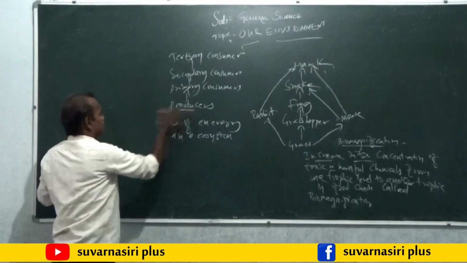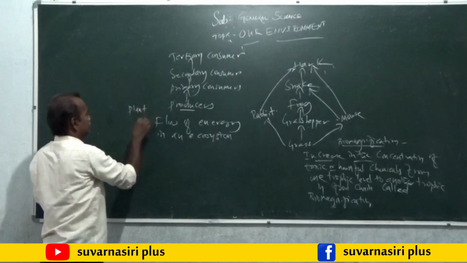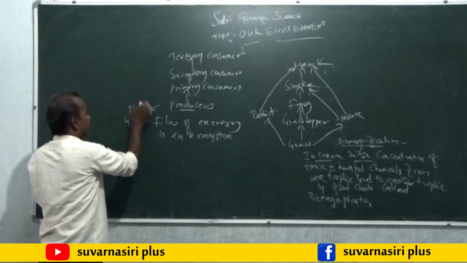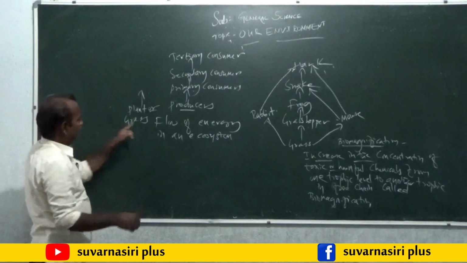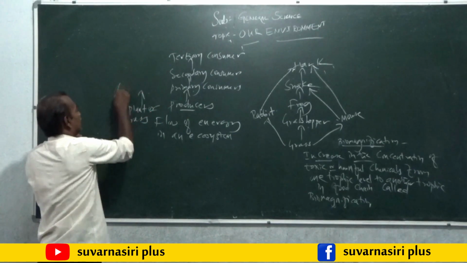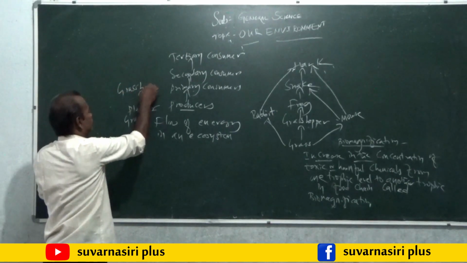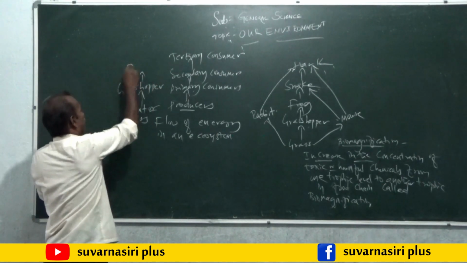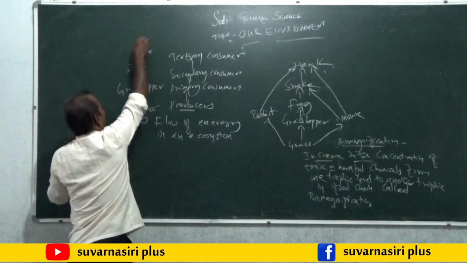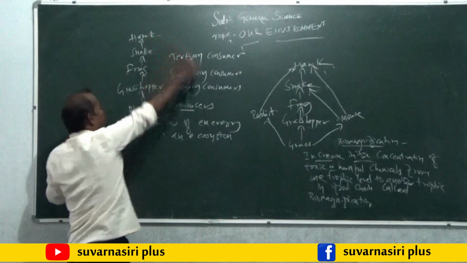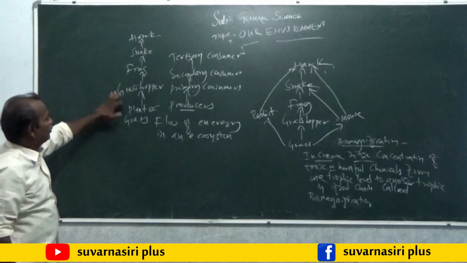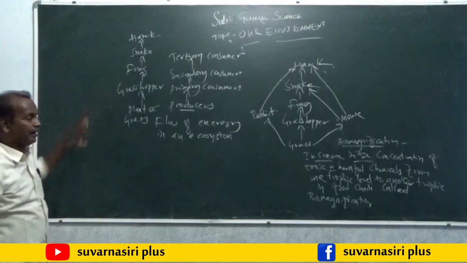Examples for producers are plants or grass. If you consider plant or grass as the producers in the grassland, the next is grasshopper, next is frog, next is a snake, and the last comes hawk. How does the energy get transferred? How much energy gets transferred from one trophic level to another trophic level?